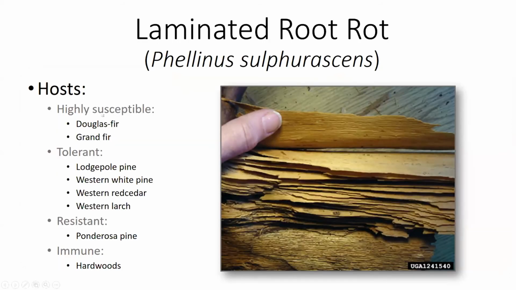Laminated root rot is also infecting Douglas fir and grand fir for the most part here in eastern Washington, and ponderosa pine tends to be more resistant. Hardwoods are actually immune, so if you have an issue with laminated root rot in your stand, something to consider would be planting something like aspen or birch in that pocket.